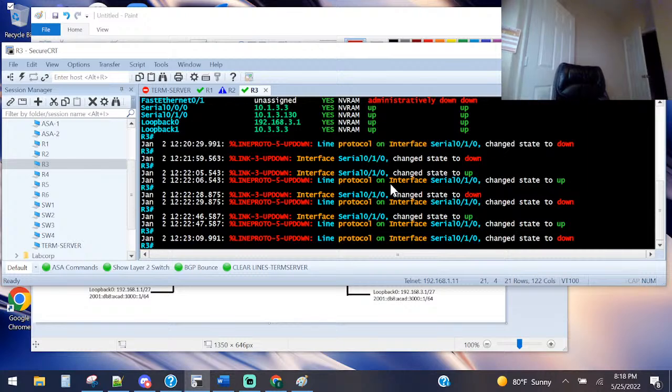And while that is rebooting, we'll see if that works, right? So y'all see it coming up and down, right? That's what these syslog messages are.